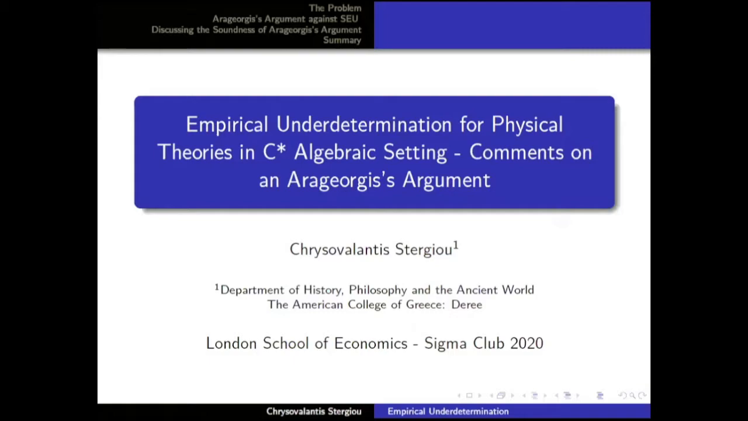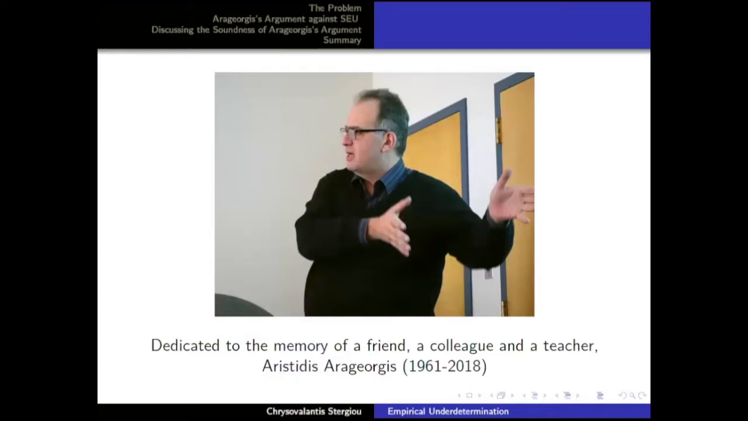The title of my talk is Empirical Underdetermination for Physical Theories in C*-algebraic Setting. Actually, the whole talk is structured around Arageorgis' argument, which I'm going to comment on. Of course, as it is the paper, I would also like to dedicate this talk to the memory of a friend, colleague, and teacher, Aristidis Arageorgis.